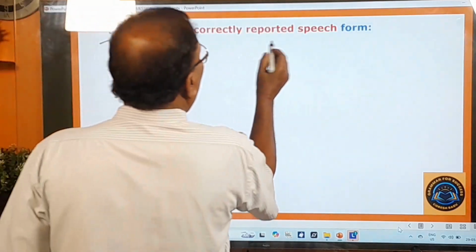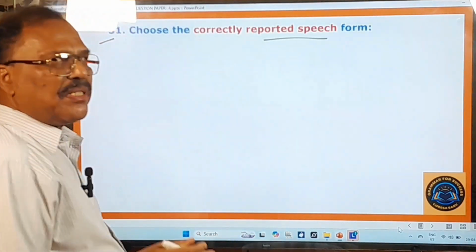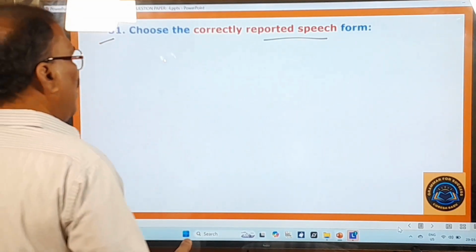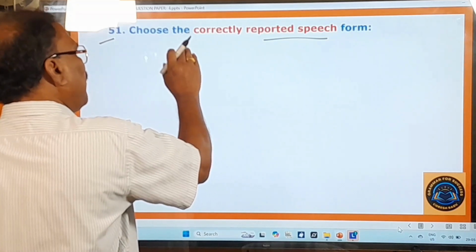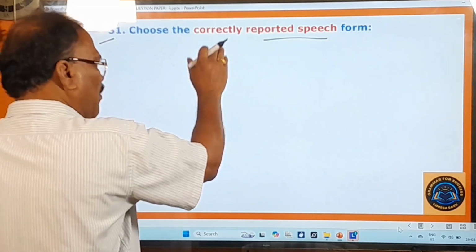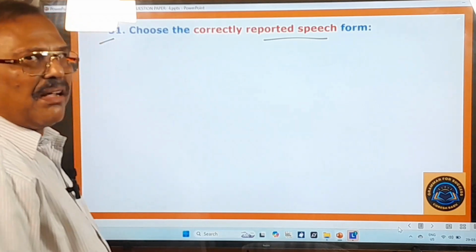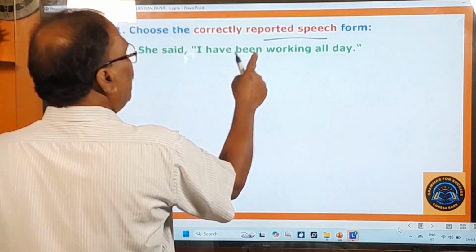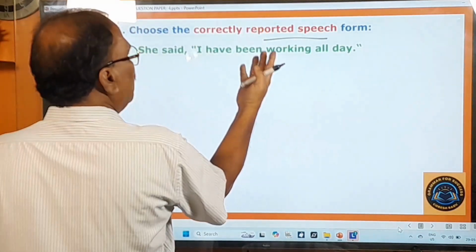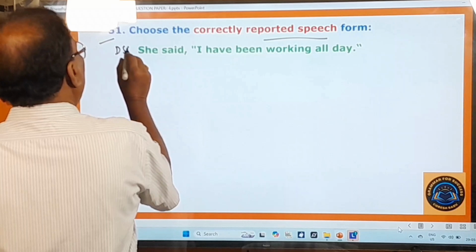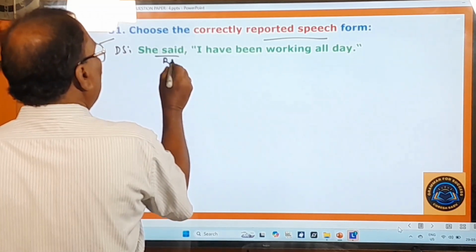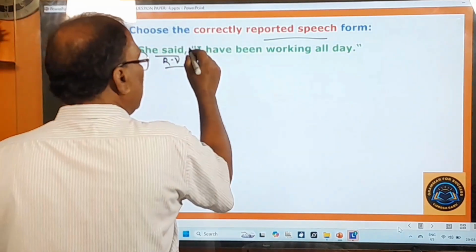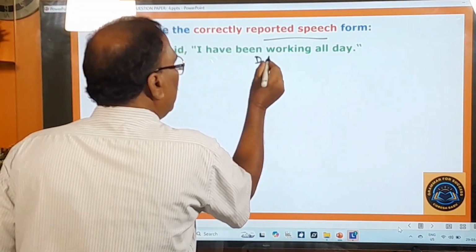51st question. Choose the correctly reported speech. Okay, reported speech means direct speech, indirect speech. So this indirect speech is called reported speech. That means here the examiner is giving you the sentence in direct speech. You have to change it into reported speech or indirect speech. So here let us look at the question first of all. She said, I have been working all day. Very simple direct speech is given here. Okay, and this said is called the reporting verb. Remember always this said or said to is called the reporting verb, you know very well. And the sentence that is put in the inverted commas is called the direct speech.